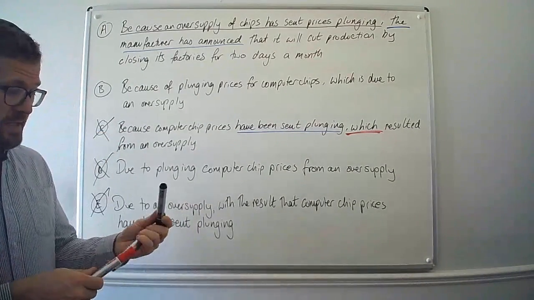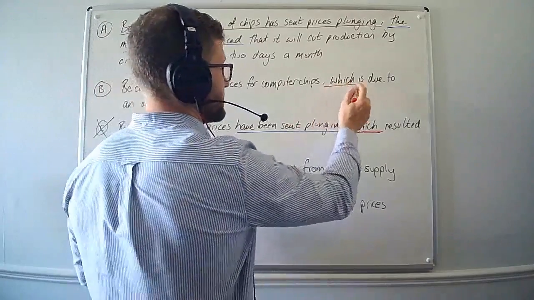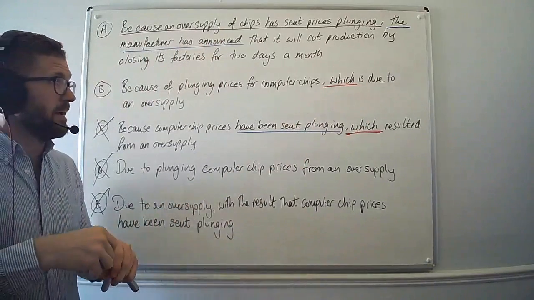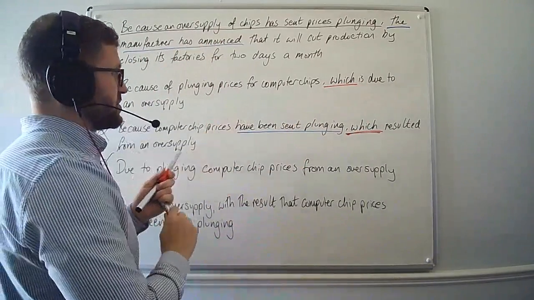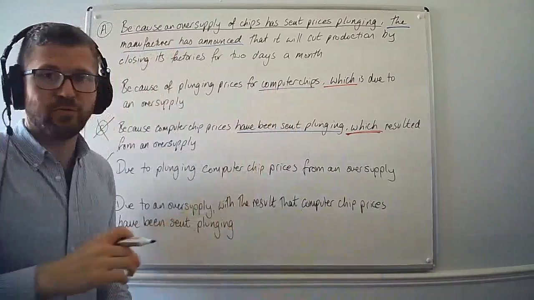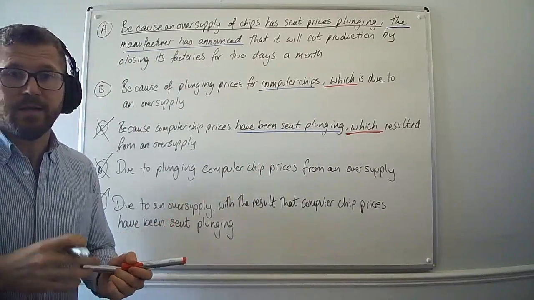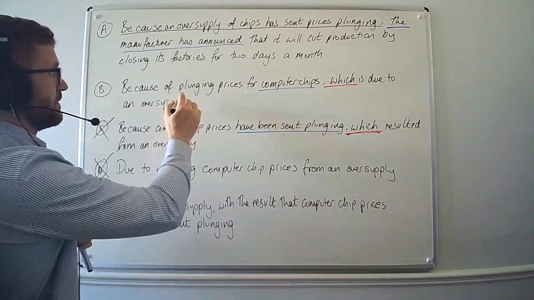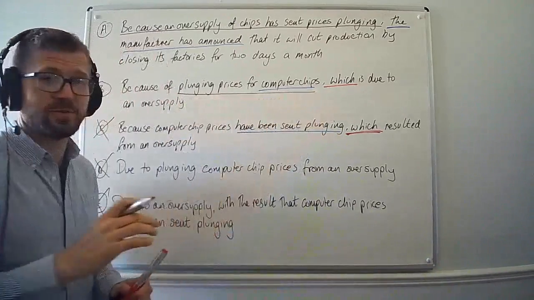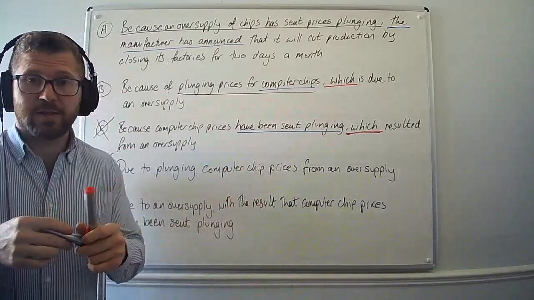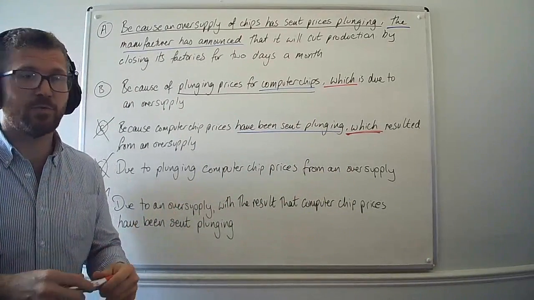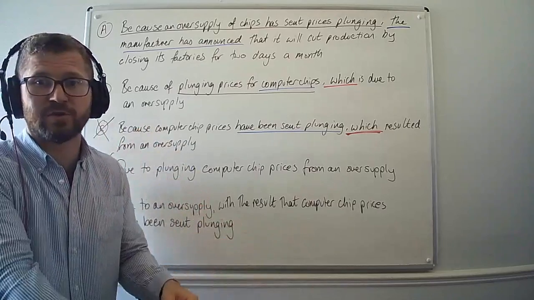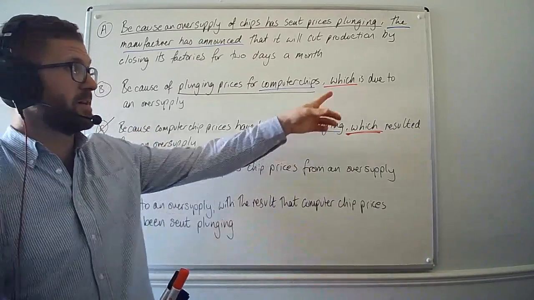All right, now B, there's another which here, so we'll go and check that out first. Now in this case, we've got computer chips just before the comma. Now you might make an argument that the actual noun, the full noun, is plunging prices for computer chips. And in this case, sometimes you get this scenario where the noun is a bit bigger. Plunging prices for computer chips can be modified by this which.